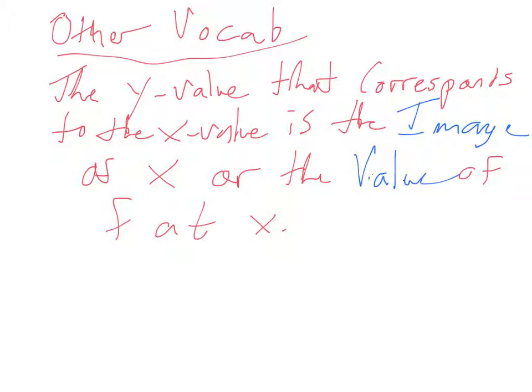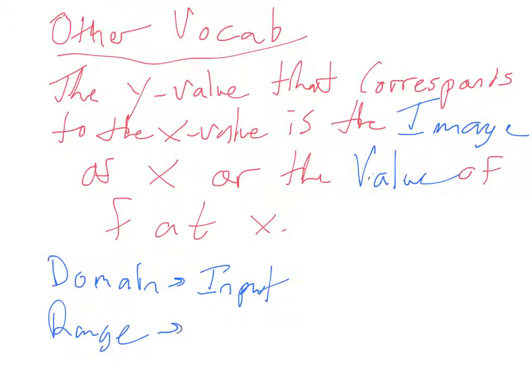We already talked about domain and range. The domain is the input, the range is the output. And that's pretty much, that sort of hits all the book right there.